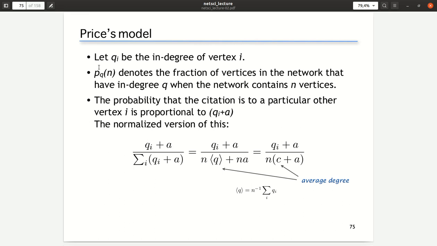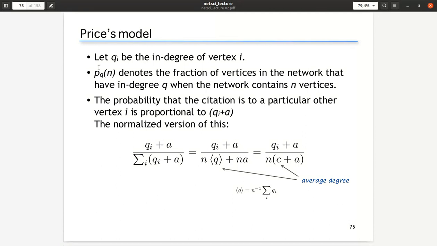We continue the lecture on the models of network formations on slide 75. And so we have been discussing the price model, and now we are going to see some mathematical derivations. The final conclusion is going to be that indeed by using this procedure we are getting a network at the end which will have a power law degree distribution.